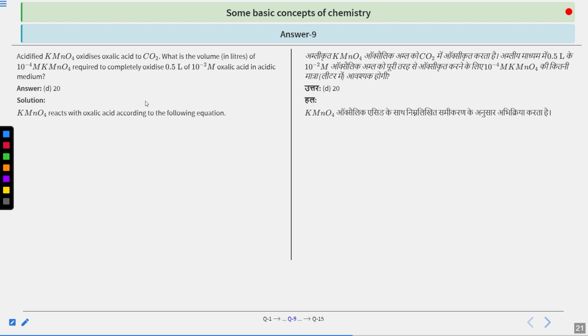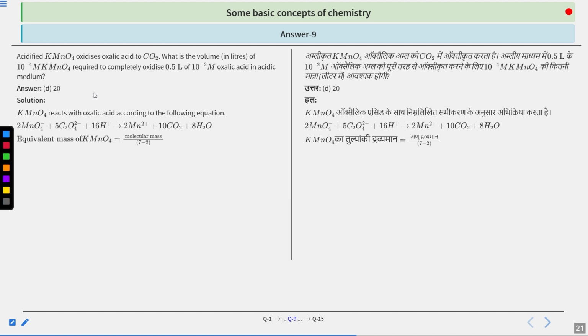KMnO4 reacts with oxalic acid according to this equation in acidic medium. You can see very clearly that 2 moles of MnO4 minus completely react with 5 moles of C2O4 2 minus, which is our oxalic acid. Clear? So we can write that the equivalent weight of KMnO4 is how much? It will be 7 minus 2, that is 5, so molecular mass by 5. The normality will be equal to 5 into molarity, that is 5 into 10 to the power minus 4.